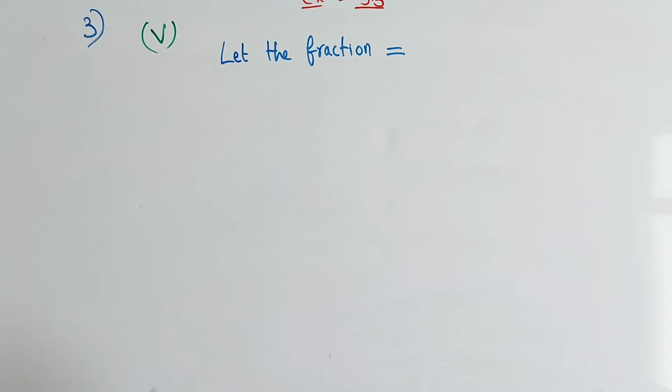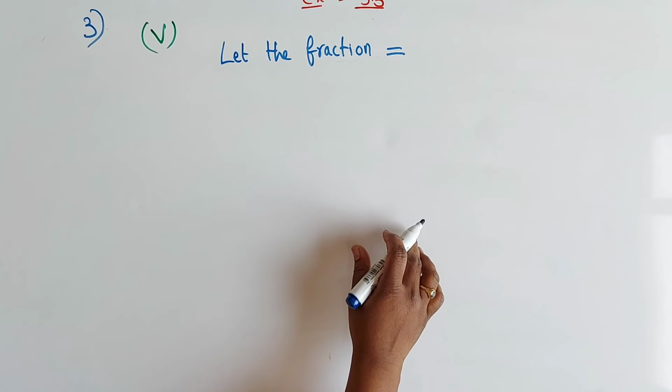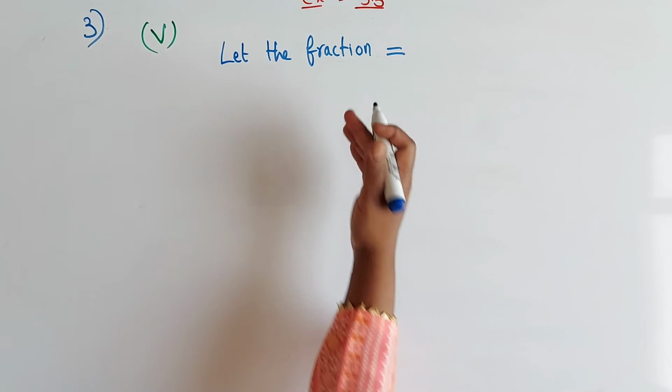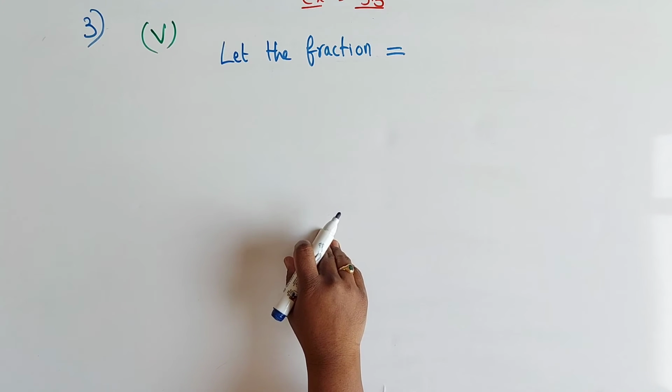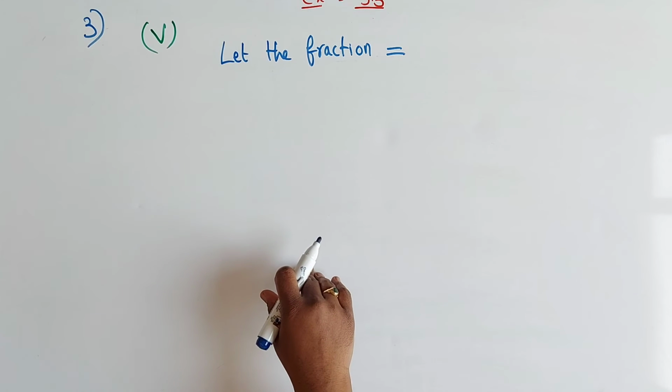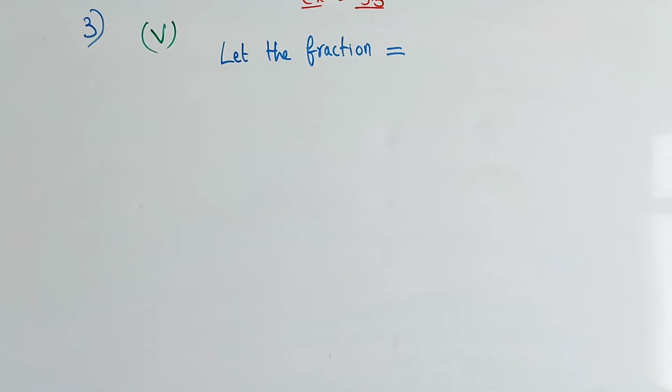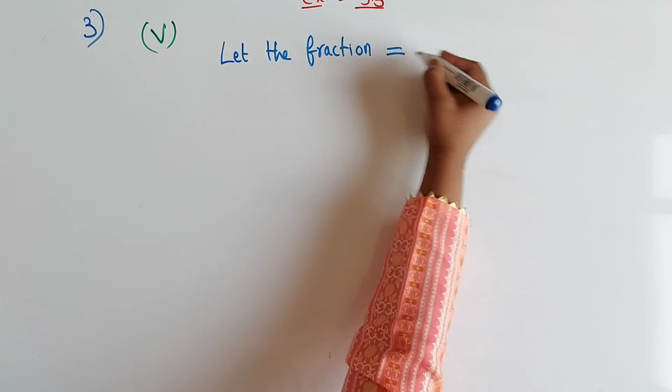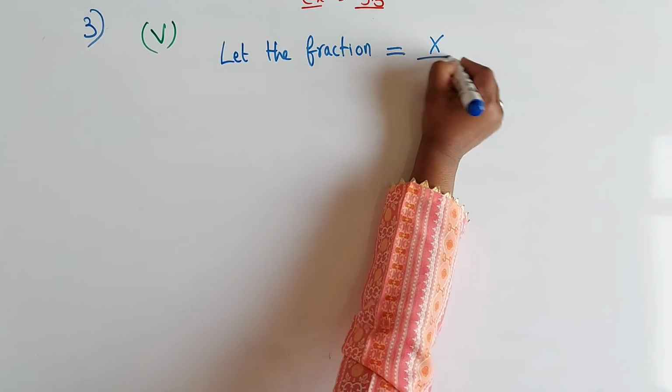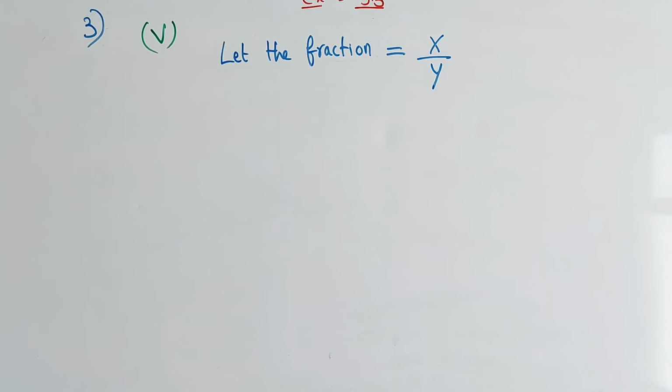Fifth one, children. A fraction becomes 9 by 11 if 2 is added to both the numerator and denominator. If 3 is added to both the numerator and denominator, it becomes 5 by 6. Find the fraction. Now what is the fraction format, children? P by Q. So let the fraction be x by y. We don't know what the fraction is, so let the fraction be x by y.